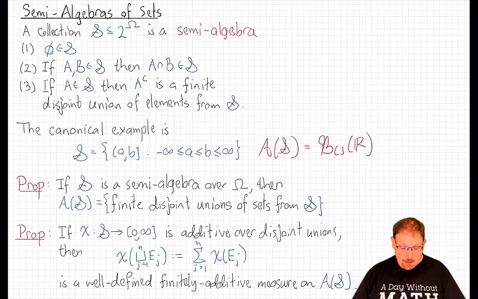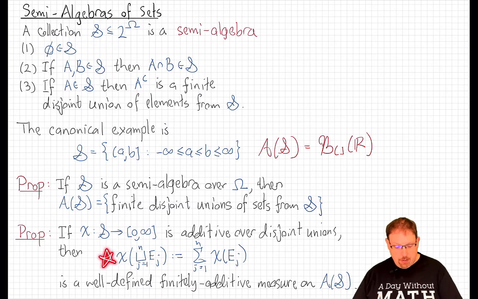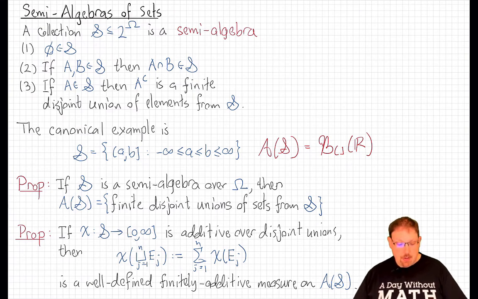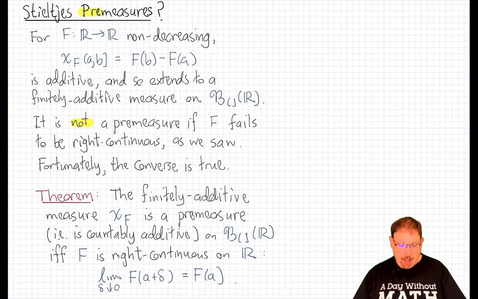The only tricky part is to verify that this formula is well defined, since any particular set in the semi-algebra can be decomposed as a finite disjoint union, probably in many different ways. And we just need to make sure that this formula will give the same value no matter which decomposition we choose, which was the last thing that we proved in this context last time. And so that allows us to construct finitely additive measures on, for example, this Borel field, so long as we can construct finitely additive functions in this sense, which we proceeded to do as follows.